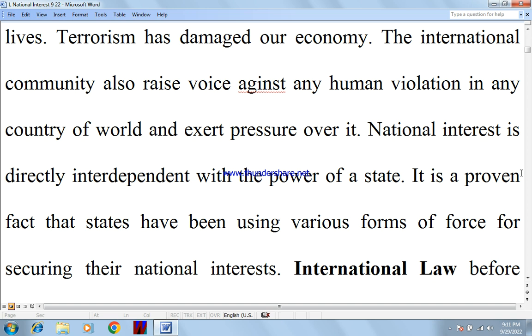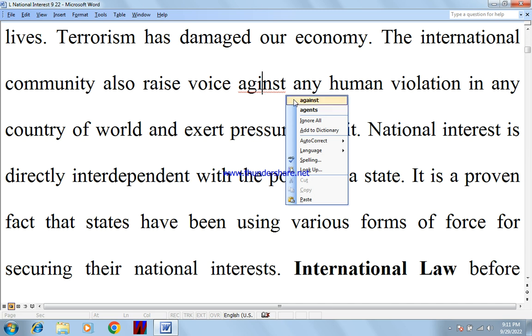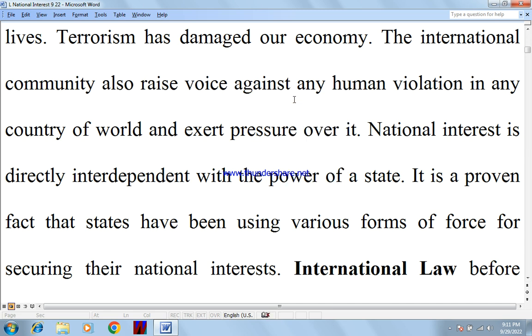The international community also raises its voice against human rights violations in any country of the world and exerts pressure over it. Pressure, not firing on that country, but moral pressure on every forum. National interest is directly interdependent with the power of states.